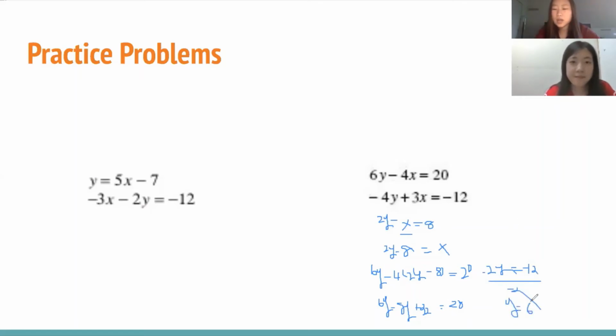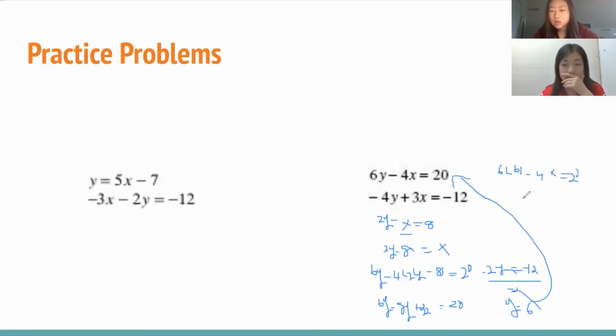And then you plug it into, I don't know, this equation again. So 6 times 6 minus 4x equals 20. 36 minus 4x equals 20, so x equals 4. Okay, I think that's all.